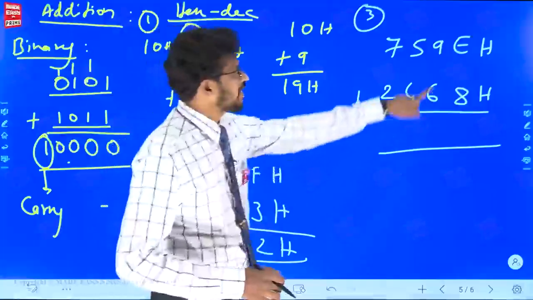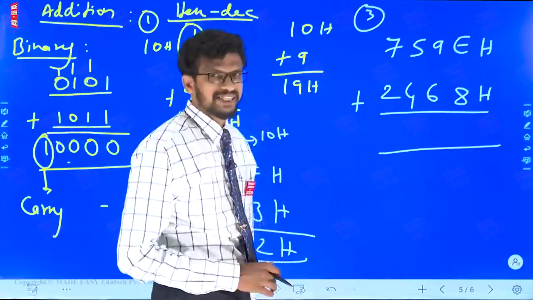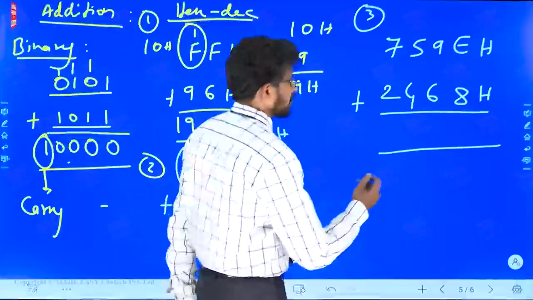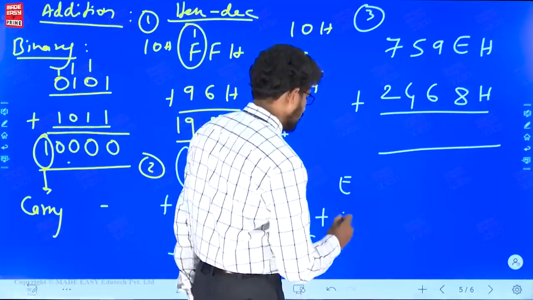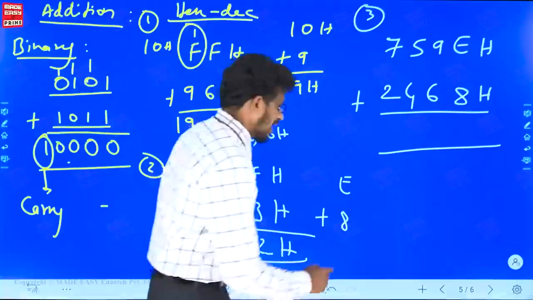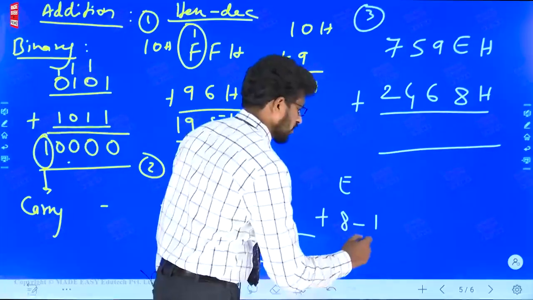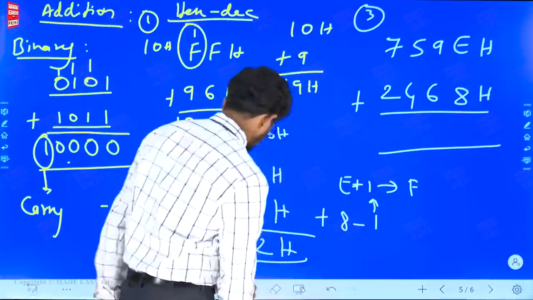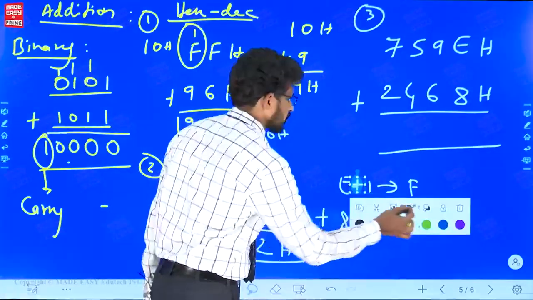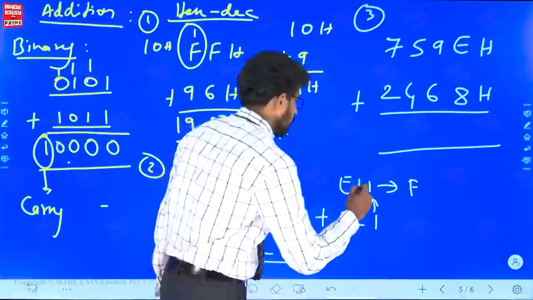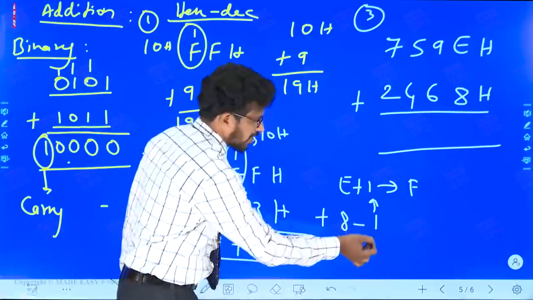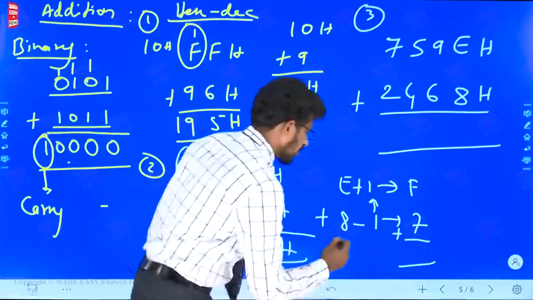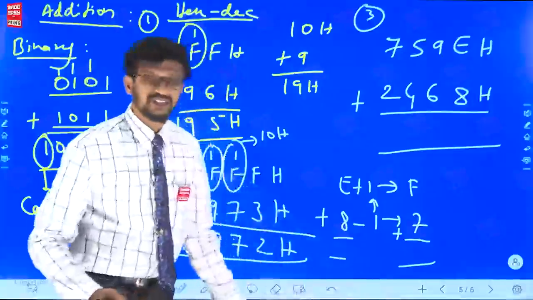Tell me what's the answer now? E plus 8. What is E plus 8? E means 14. 14 plus 8, you can solve, 22. Instead of that, let me solve like this. E plus 8, I am writing like this. I am subtracting 1 from the 8 and giving it to E. So this has become how much? F. So E plus 1, I have taken 1 from 8 and given to E. It has become F. What is left here? 7. It means E plus 8 or F plus 7, both are the same.